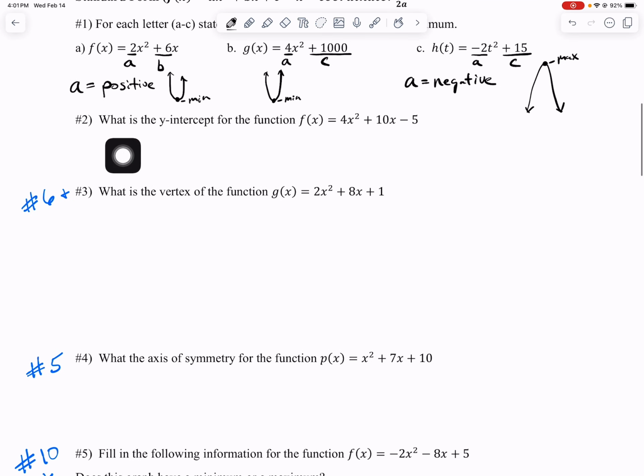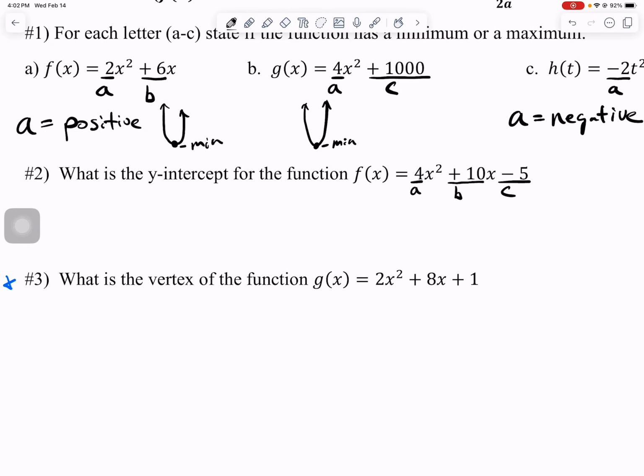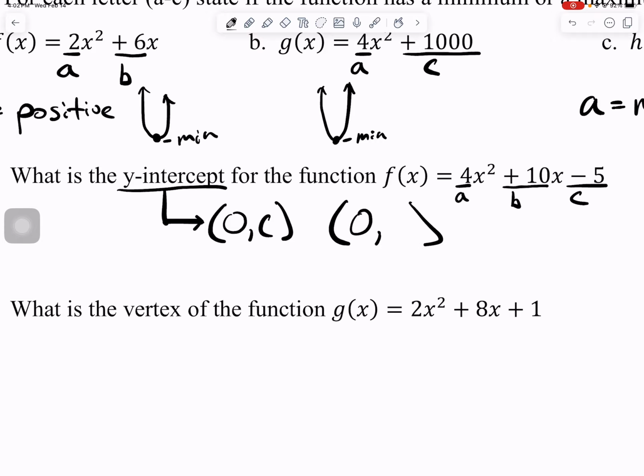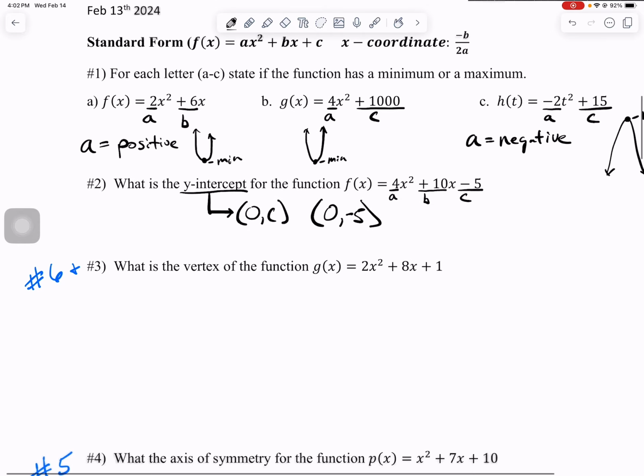All right, for number 2, what is the y-intercept for the function f of x equals 4x squared plus 10x minus 5? Again, let's identify, let's label. Our 4 is our a value. Our positive 10 is our b, and our negative 5 will be your c value. But in order to get the y-intercept, it's simple. I know I'm not the best artist, but our y-intercept equals 0 and our c value. So our y-intercept is simply 0 followed by, what is our c value? Yes, negative 5. Go ahead and plop that right in. That is simply your answer.